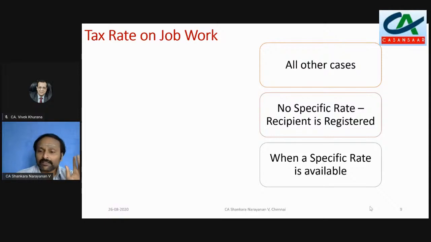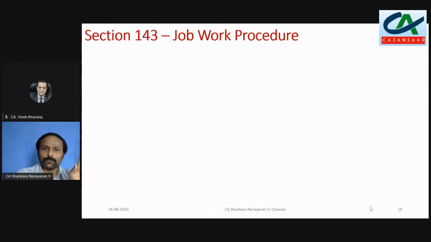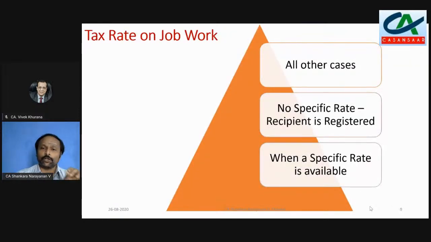How to go about the rate identification if it is the first situation, when a specific rate is available? That is the rate that shall be applicable irrespective of whether your recipient is a registered person or not. Irrespective of whether your recipient is registered or not, that specific rate shall become applicable.